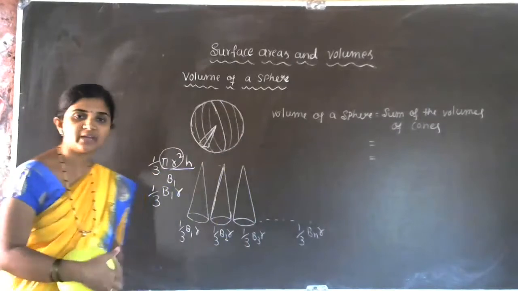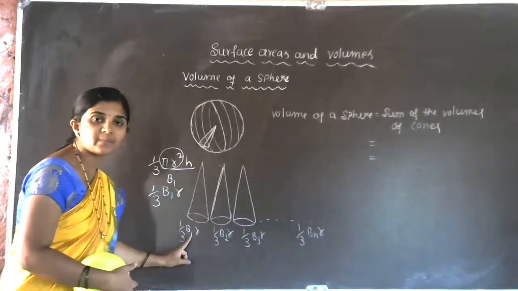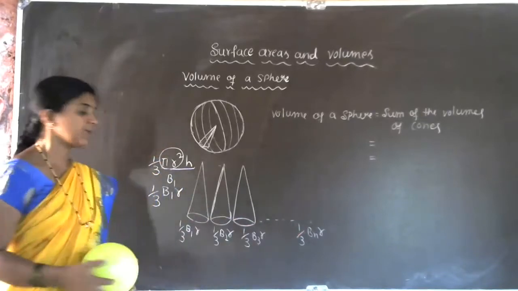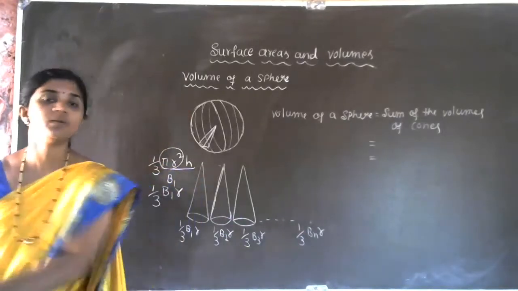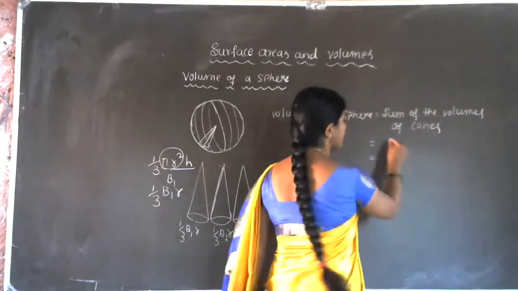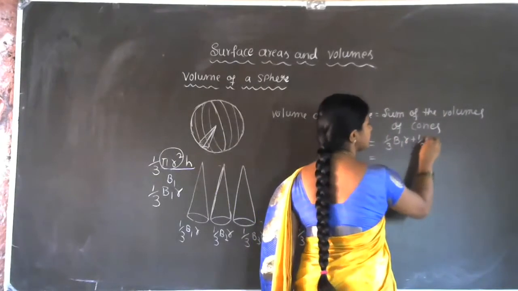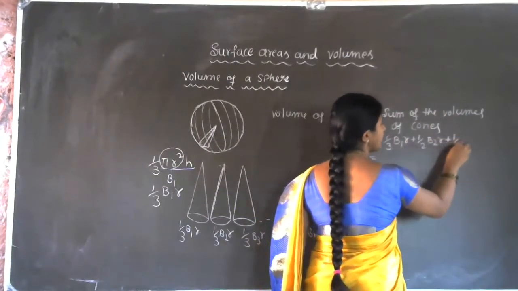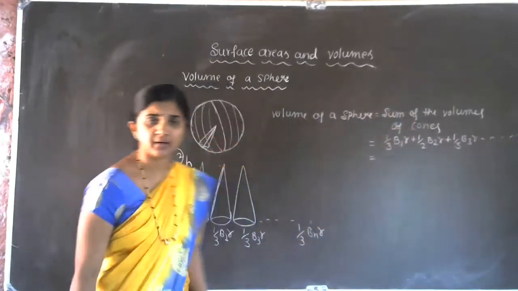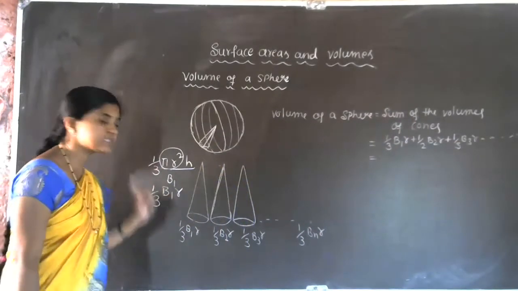Got the idea of this one? When we add the volumes of these cones, we get 1 by 3 b1 r, 1 by 3 b2 r, 1 by 3 b3 r, and so on up to 1 by 3 bn r. So here I took the volume of a sphere which is equal to the sum of the volumes of cones. So now we add 1 by 3 b1 r plus 1 by 3 b2 r plus 1 by 3 b3 r, and so on up to 1 by 3 bn r. Got the idea? b1 is the base.